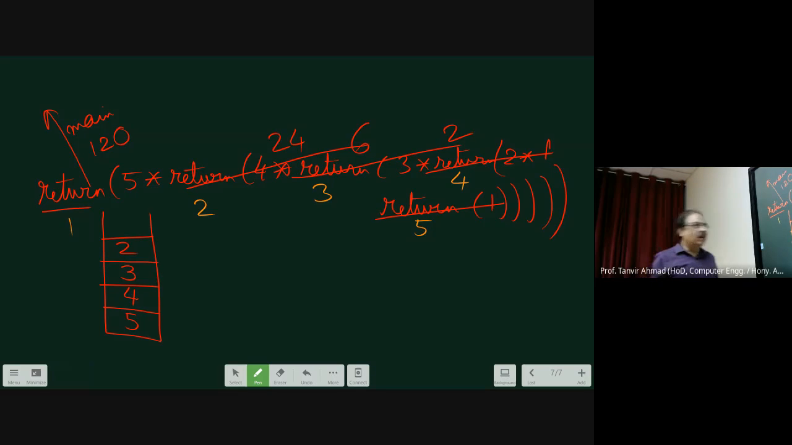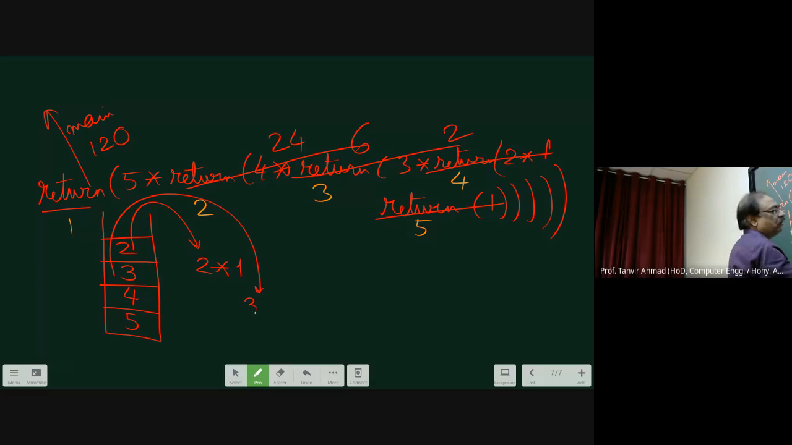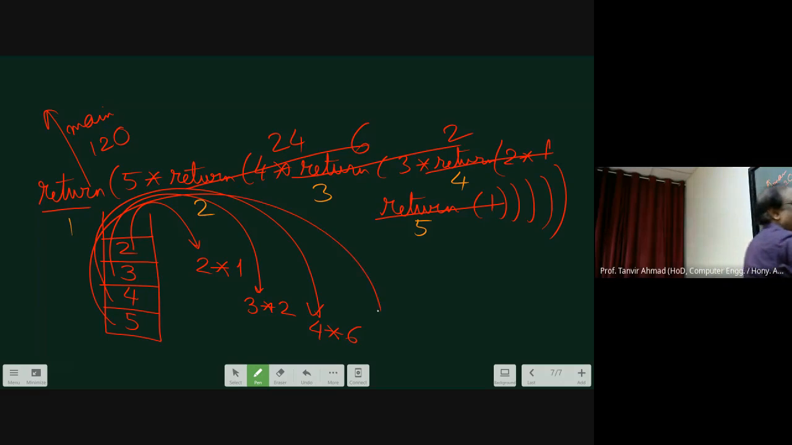Now, once a return will come, here it will return 1, and this value will pop out from there, and it will say 2 into 1. Then again, next return will come, it will pop this value here, and will say 3 into 2. Similarly, it is going to pop another value over here and say 4 into 6. And the last time it is going to pop the value over here and say 5 into 24. And this last return is going to return the final value.